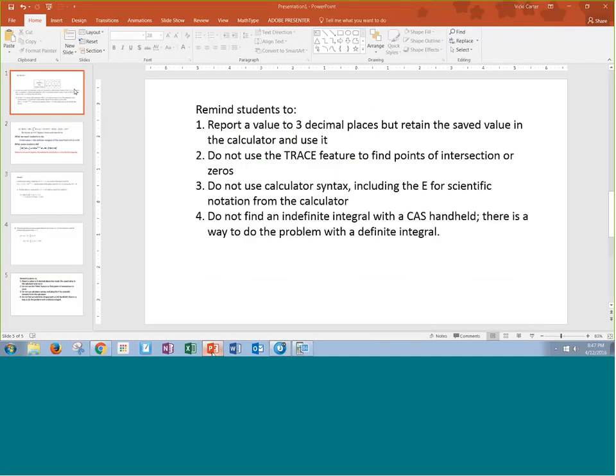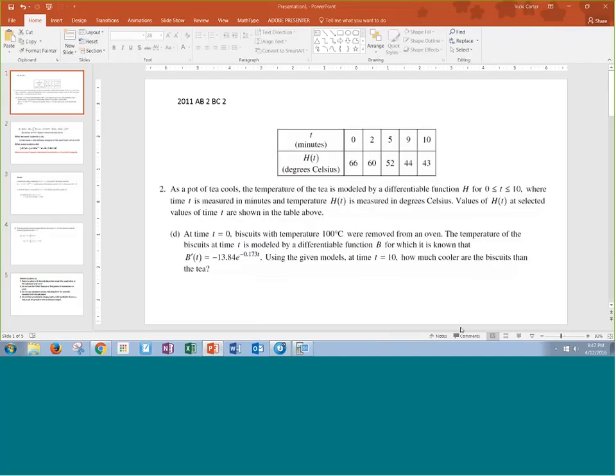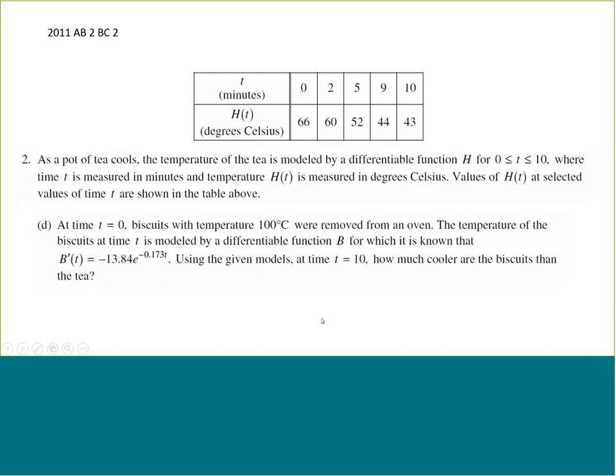So this is a question from 2011. It is a question that I actually served on the question team for, and I'm only going to look at part D and only part of that question. In this case, the students were given the temperature of some biscuits. This was the tea and biscuits question from 2011, AB2, BC2. They already had done some problems with the tea part of it, but then in part D, we introduced some biscuits, so this became fondly known as the tea and biscuits question.